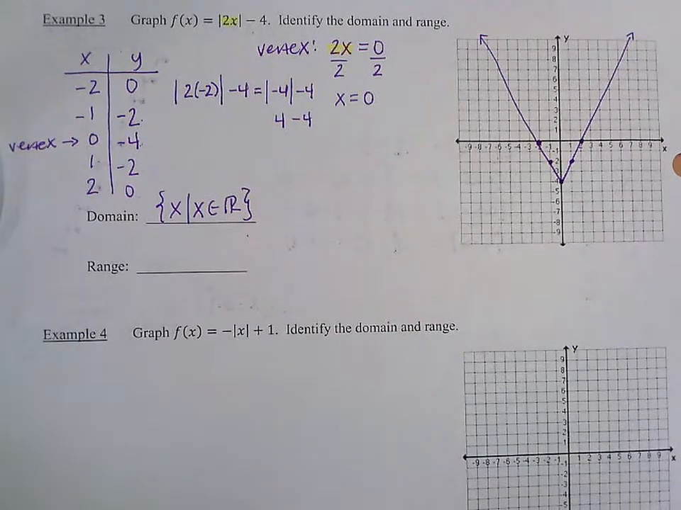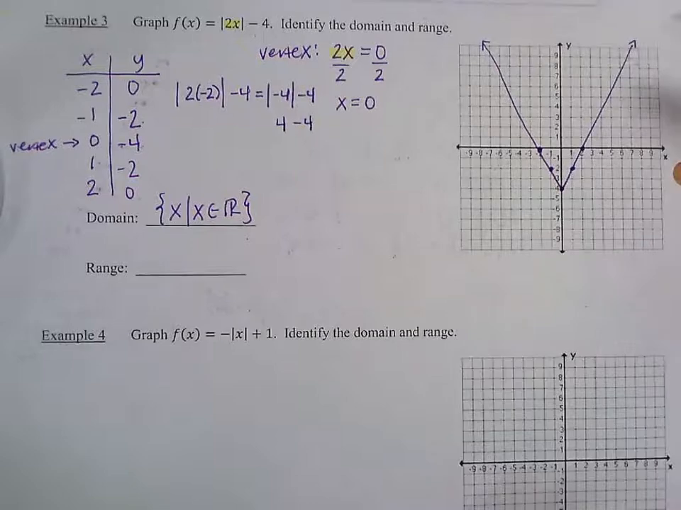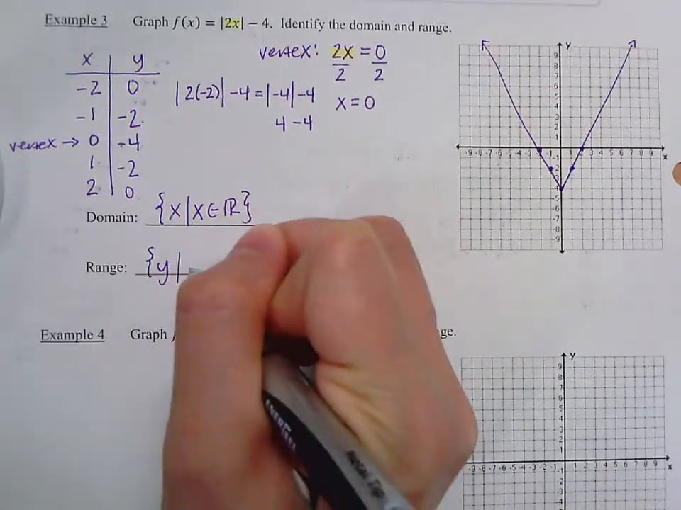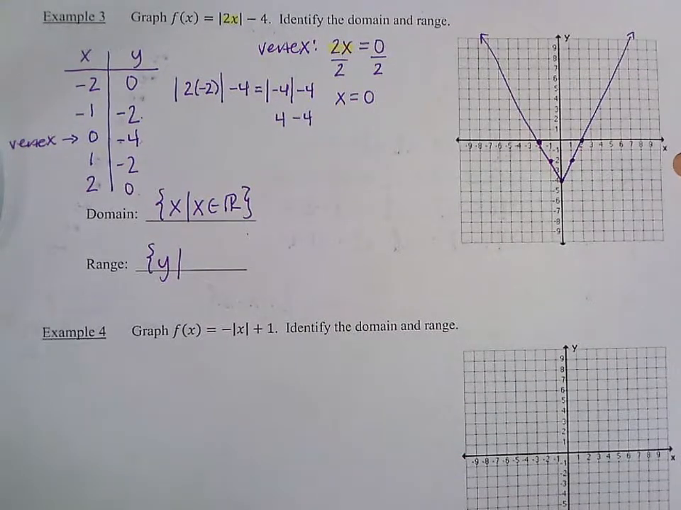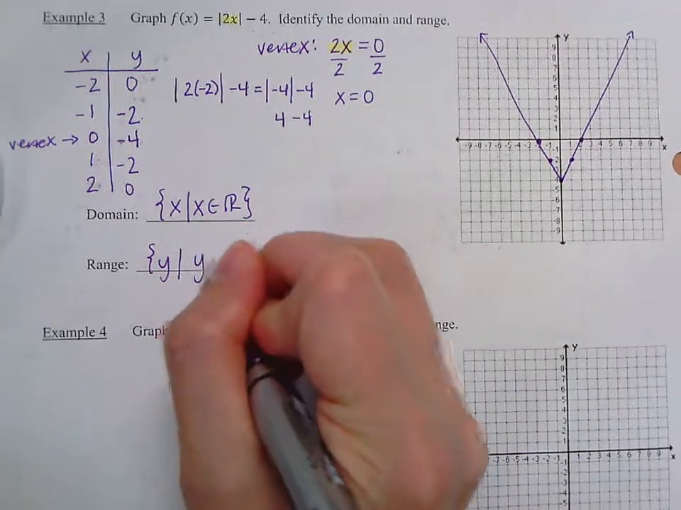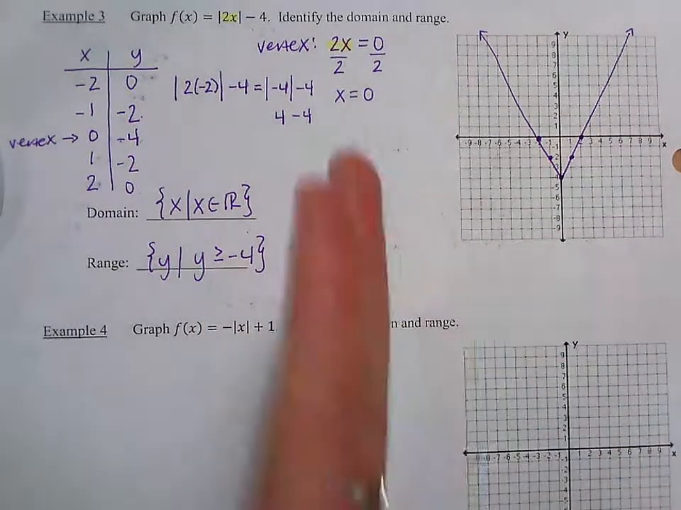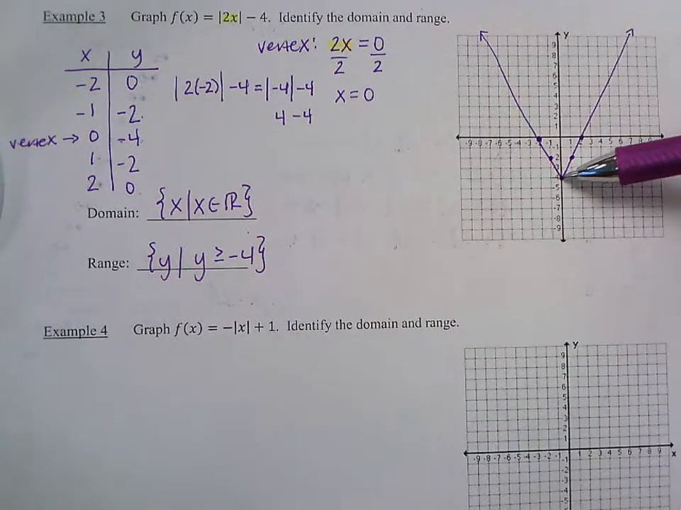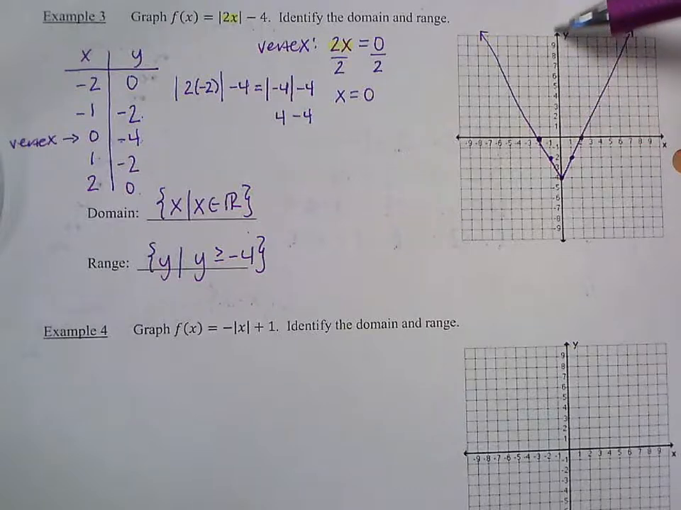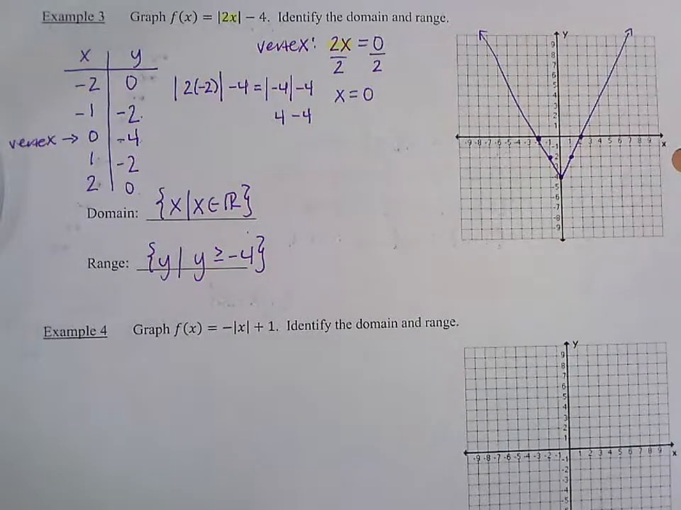The range, though, will never be all real numbers for these, or it shouldn't be. Anyone know how you'd classify the range for this? So all y values such that, what would you say for the range for y? Yes, y is greater than or equal to -4. So if you bring it to the y-axis, your lowest y value is at -4 and the graph is extending upward. So all y values that are greater than or equal to -4.